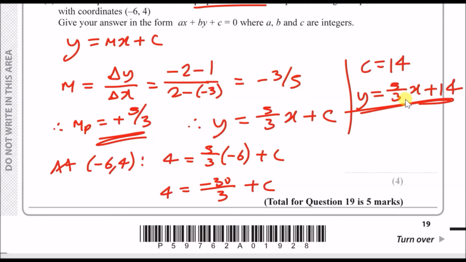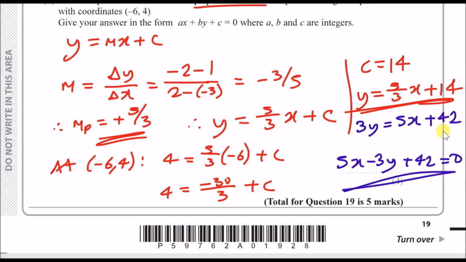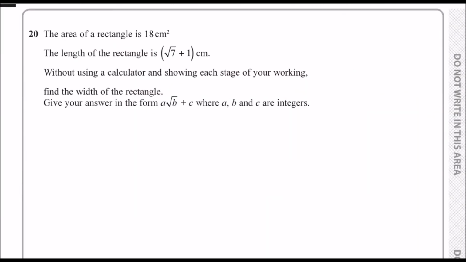In other words, no fractions, and you've got to start with x, y, and a constant, and it has to equal 0. So all you've got to do is firstly clear the fraction, and what I'll do is times this by 3. So you're going to get something like 3y equals 5x, and 14 times 3 is 42. And then rearrange it so you have everything equal to 0. So I'm going to minus 3y in. So you're going to get 5x minus 3y plus 42, and then all of that now equals 0. And you're done.